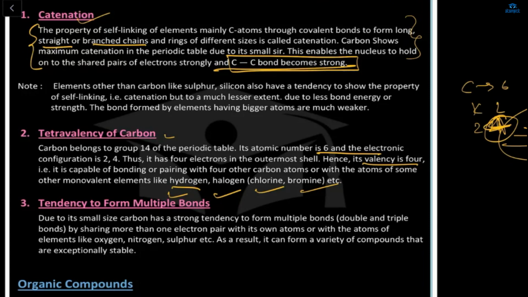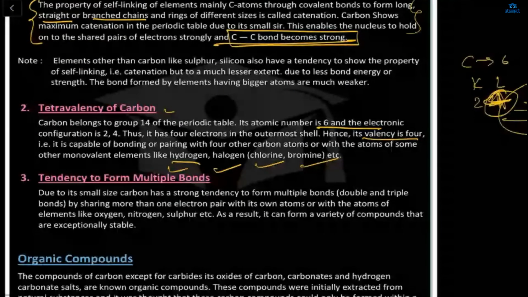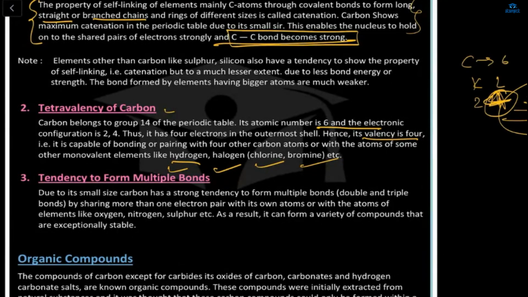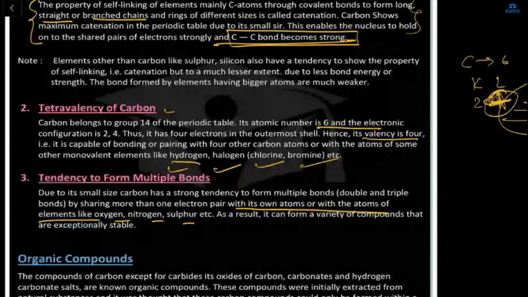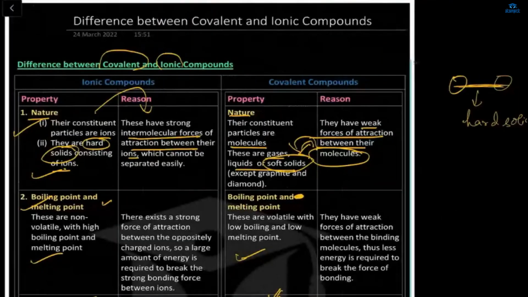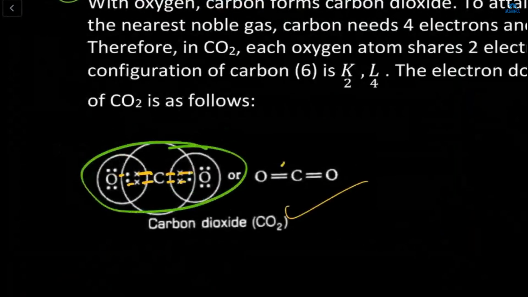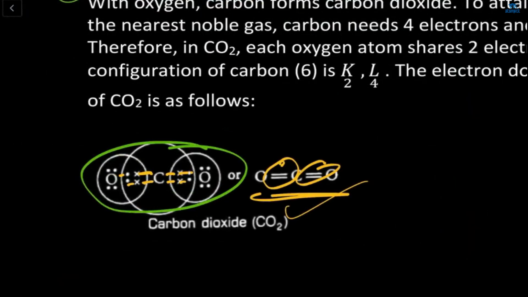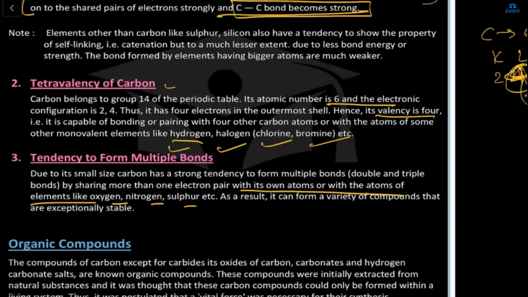Now, what is the tendency to form multiple bonds? Due to its small size, carbon has a strong tendency to form multiple bonds, double and triple bonds, by sharing electron pairs with atoms like oxygen, nitrogen and sulfur. Carbon will combine with oxygen. Just like we saw, when carbon combines with oxygen there are 2 bonds, a double bond. Here is your double bond. So carbon will combine to form double, triple or any kind of multiple bond.